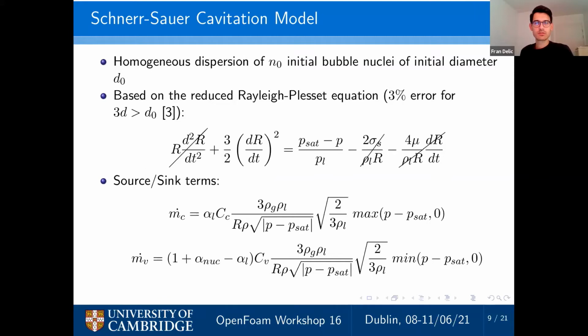The model itself assumes a homogeneous dispersion of N0 initial bubble nuclei, which have an initial diameter of D0. It's based on a reduced Rayleigh-Plesset equation, as seen in the middle of the slides, and this reduction accounts for 3% of an error once the diameter is 3 times larger than the initial diameter, which is quite good. And the source sink terms are calculated using the expressions below.